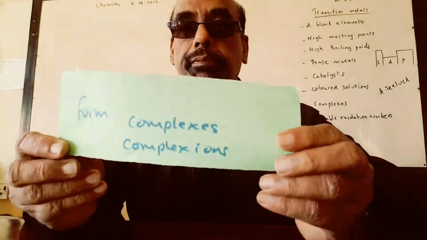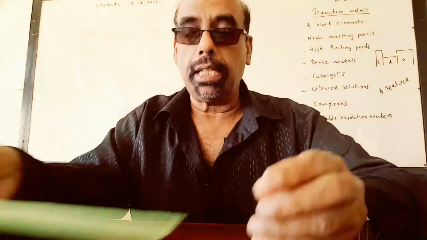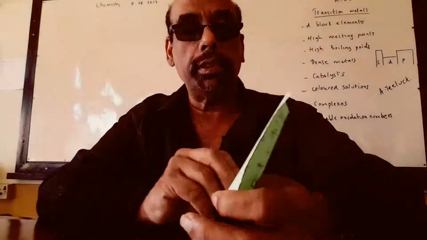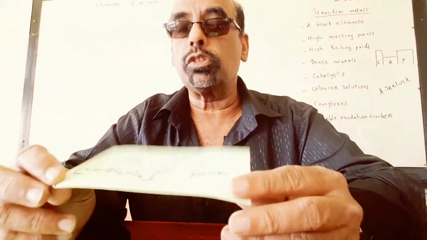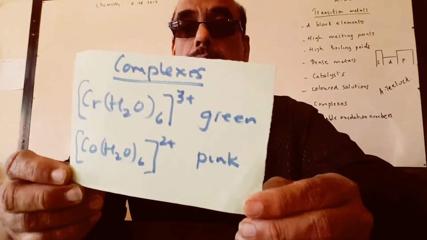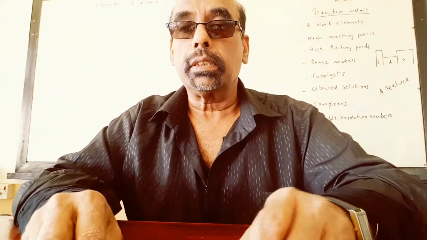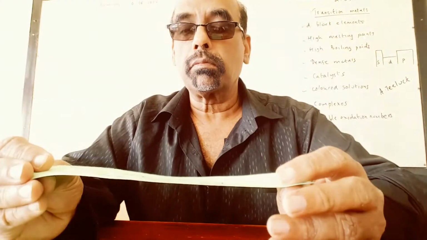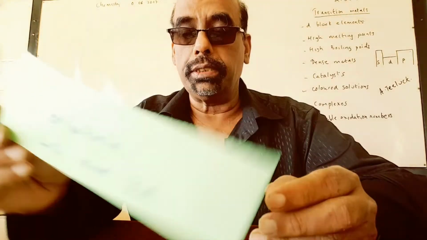Transition metals form complexes. They form complex ions. Some examples of complexes are given here: Cr(H2O)6 3+, which is green in color. Another example is cobalt, Co(H2O)6 2+, which is pink in color. Why transition metals show these properties is because they can make use of orbitals 4s and 3d.